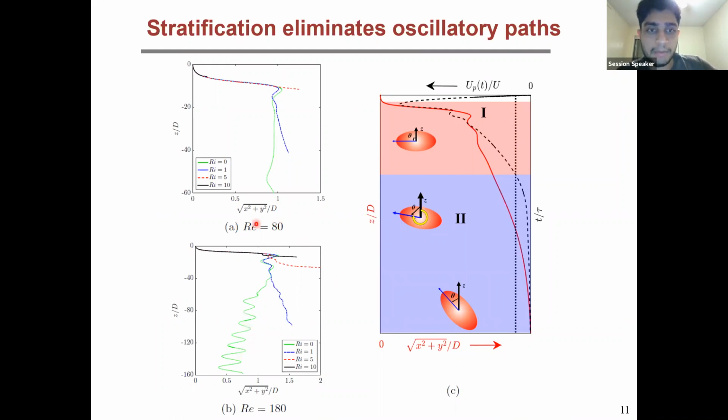The similar thing happens for a prolate spheroid as well. Basically, stratification eliminates the oscillatory path. But in a prolate spheroid, we only observe two distinct regimes. The first is the homogeneous fluid-like regime where the particle settles in a horizontal orientation, and once the velocity falls below the threshold, it starts to reorient and gets deflected in the horizontal direction until it reaches a final orientation such that its longer edge is along the direction of gravity, and finally it stops at its neutrally buoyant position.